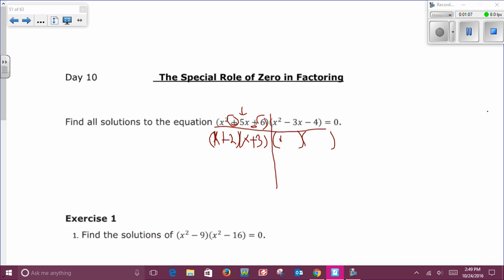And my factors of 4 that subtract to give me 3 are 4 and 1. And so that would be a minus 4 and a plus 1 because the larger number takes the sign in the middle, which happens to be negative. And that is equal to 0. So then I can take each factor and set it equal to 0.